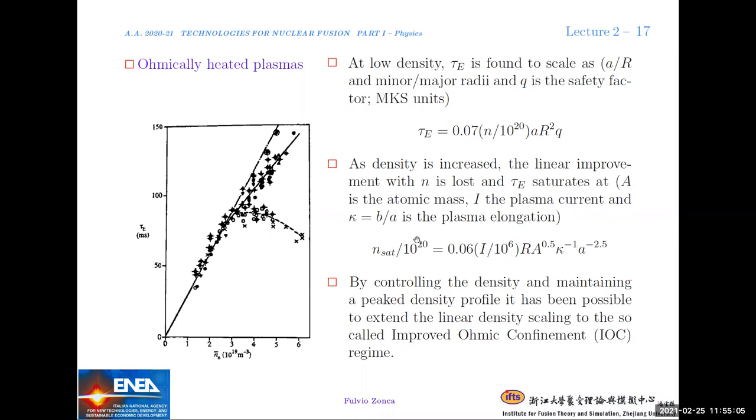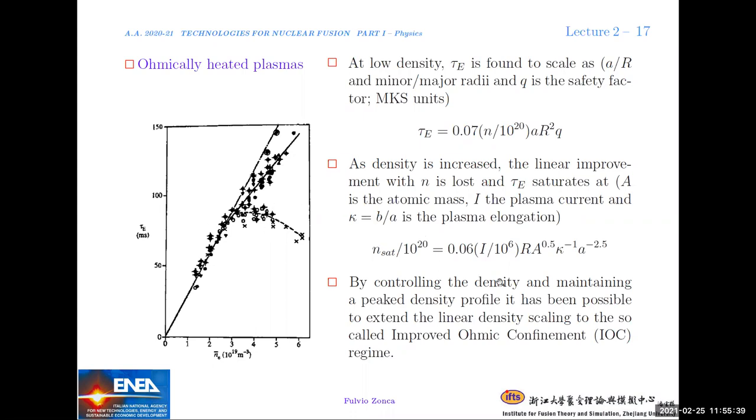And the saturation value is connected with the current of the plasma, actually with the current density, because it's connected with the current and the surface. It is in fact the ratio between the current and the plasma surface. The Ka squared that you see here is connected with the surface of the plasma section. So what really matters here is the current density. When you reach this value, you saturate out.